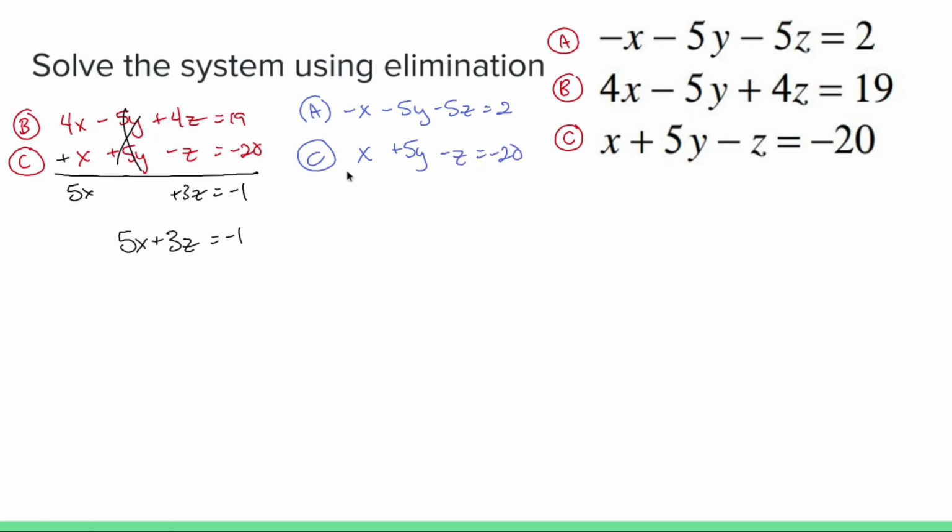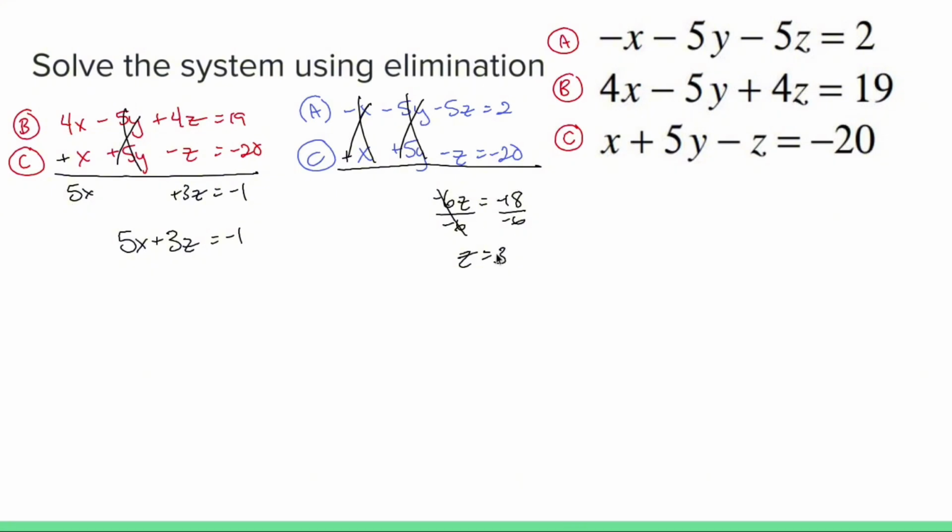Now you add those rows up. And not only do the y's cancel out, but the x's cancel out too. How nice. That leaves us with negative 6z equals negative 18. Divide both sides by negative 6, and z is equal to 3. So this is happy news. We have what z is.